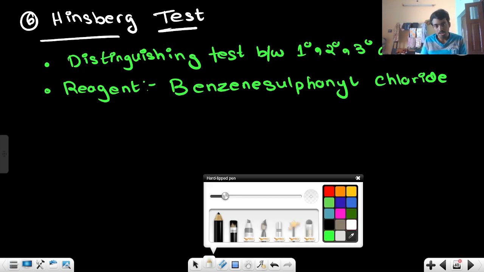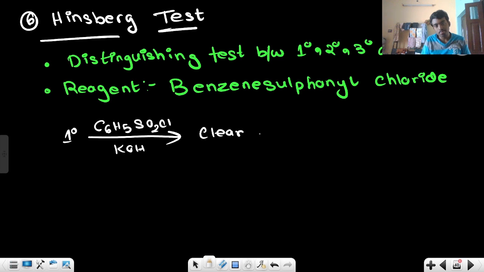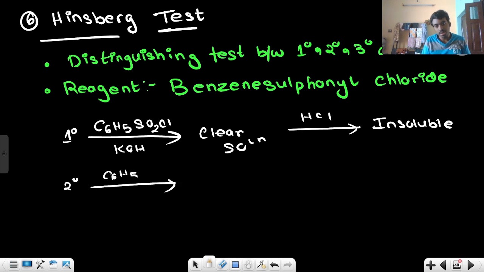Now let me quickly summarize what the test is showing. If it is a 1 degree amine, treatment with C6H5SO2Cl and KOH gives a clear solution, followed by HCl, insoluble. Okay, if it is a 2 degree amine, then C6H5SO2Cl, KOH, insoluble, HCl, insoluble.